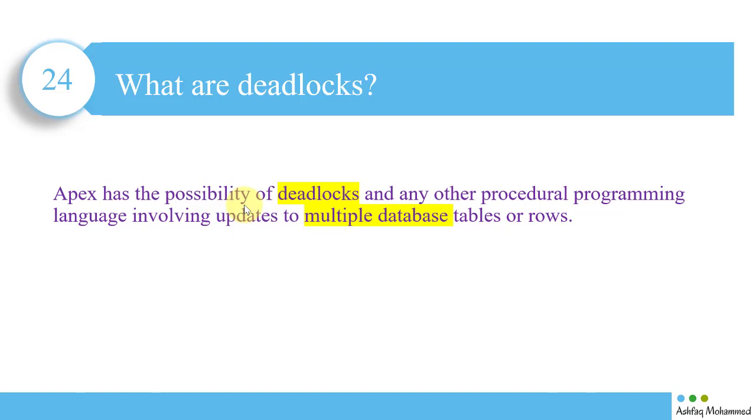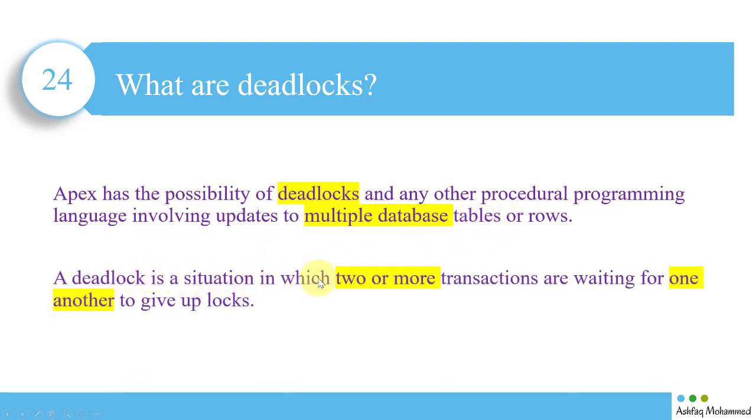For example, they might ask, you have written one statement which is doing something, and in turn some other statement is waiting for that statement to complete, right? So what does that mean? It is nothing but a deadlock. Apex has the possibility of deadlock, as does any other procedural programming language involving updates to multiple database tables or rows. A deadlock is a situation in which two or more transactions are waiting for one another to give up locks, right?